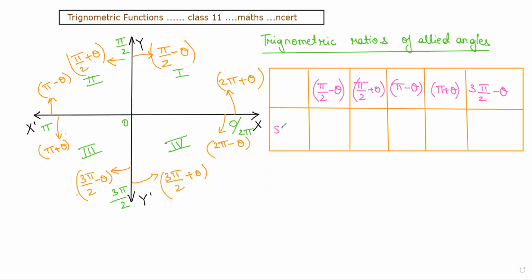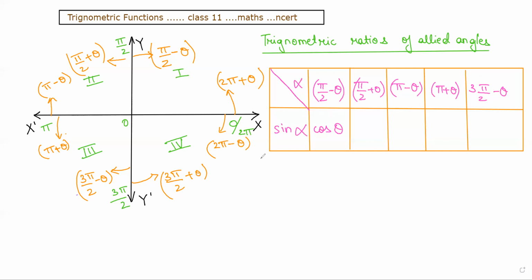What happens to sine of such a value? Whatever value you're considering, let these values be alpha. What happens for sine alpha, where alpha for the first case is pi by 2 minus theta? What happens to sine of pi by 2 minus theta? Sine of pi by 2 minus theta means sine gets converted into cos. In the first quadrant, sine value is positive. So it becomes cos theta.